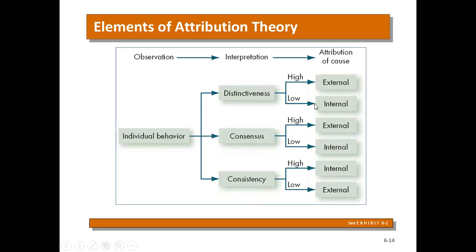If the distinctiveness is low, the consensus is low, and the consistency is low, then this is internal attribution. Okay, so that's how we make judgments about how people behave in a certain manner. Please remember these three important aspects. Attribution theory basically wants to put the source, whether the behavior is internally caused or externally caused, right?